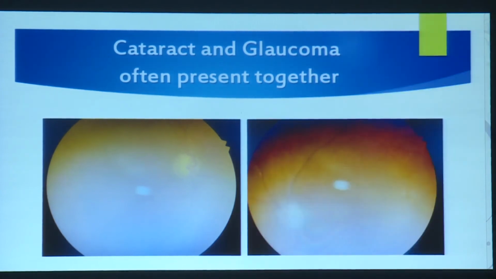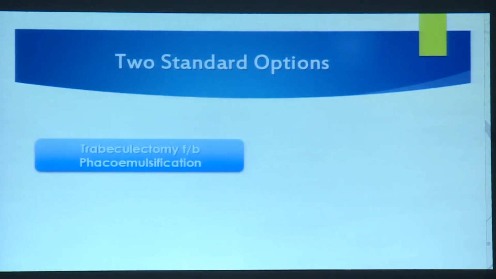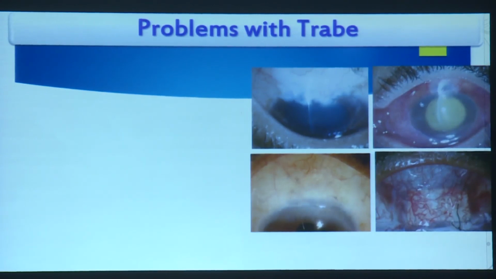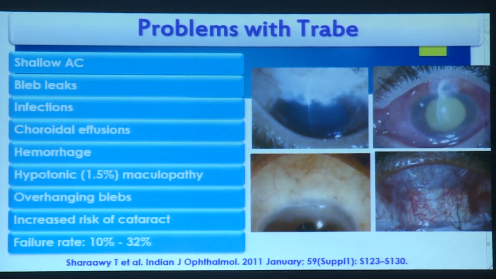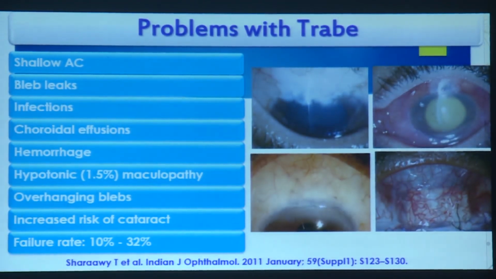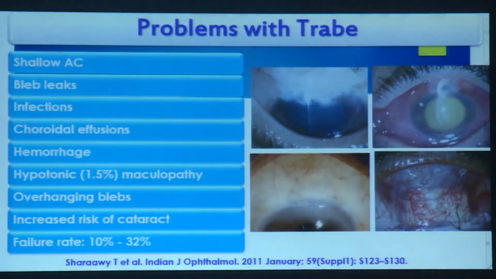But when I saw the other eye with a failed trab, PL denied status, and glaucomatous optic atrophy, I was bound to rethink. The standard options before us when we see this combination are obviously a trabeculectomy followed by phacoemulsification, or a phaco trab. We know very well that there have been inherent problems with trabeculectomy. They can be chamber-related infections, leaks, effusions, or maculopathies, with a failure rate of around 10 to 30%.